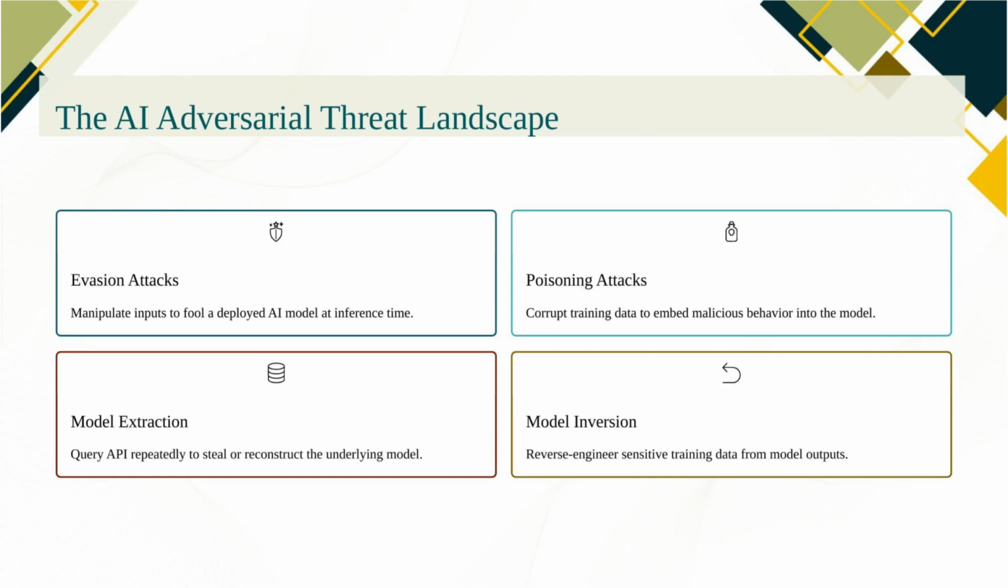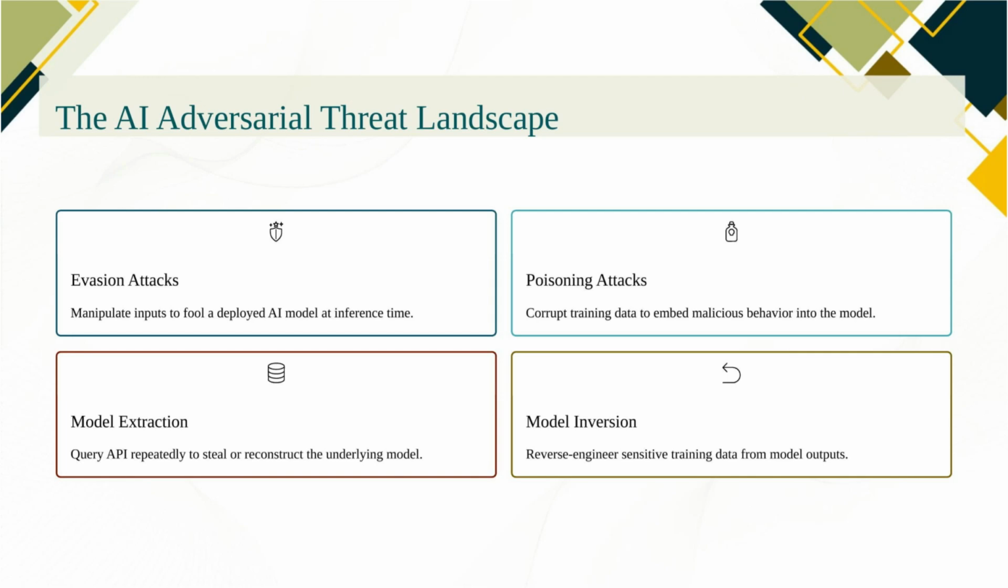Evasion attacks manipulate the inputs to a deployed AI model to fool it into making the wrong decision. Classic example, slightly altering an image of a stop sign so an autonomous vehicle's AI fails to recognize it. Poisoning attacks are more insidious. They corrupt the training data before or during model training, embedding malicious behavior that only activates later.